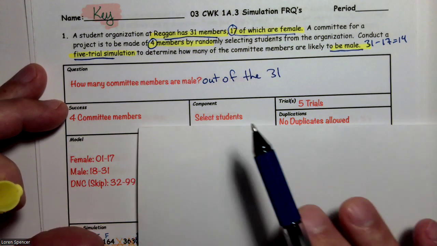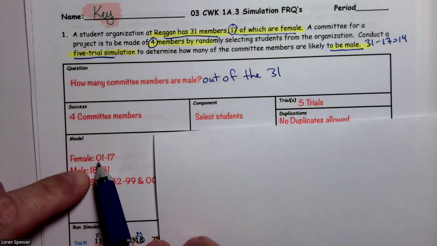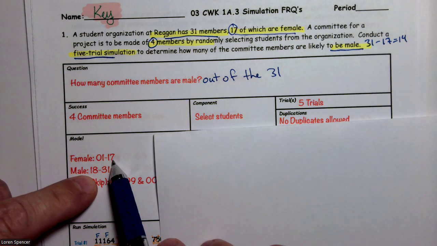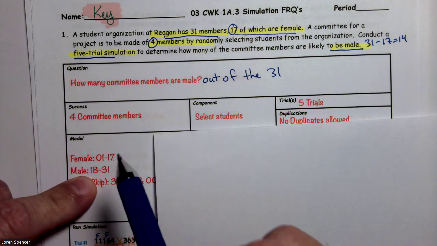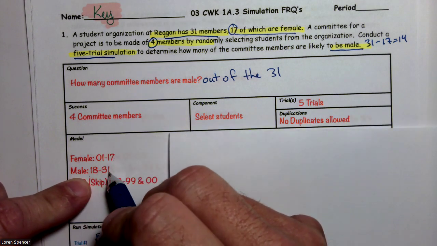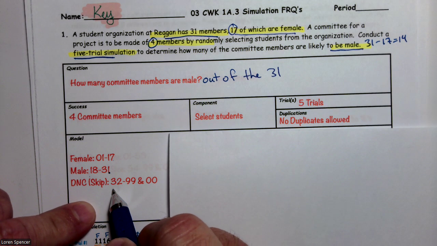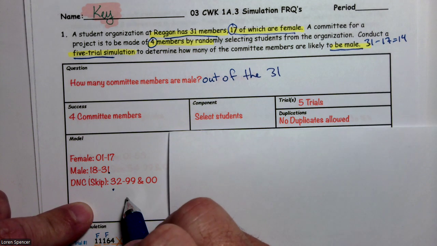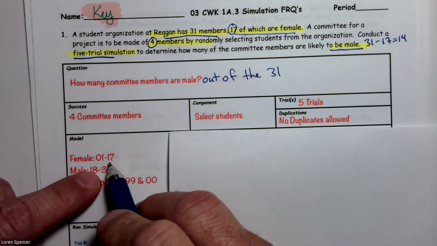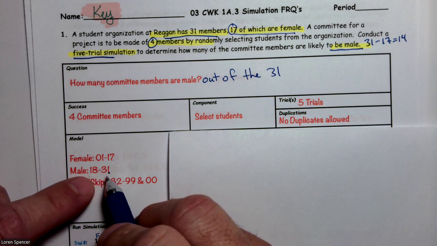Okay, so there's several different ways to do this. Obviously, you could say 0 to 14 could be males, or 1 to 17 will be females. We're going to go at that, and that means 18 to 31 are males. The rest of these numbers are skips, which means we're not going to count them. So 32 to 99 and 00 are skips. So 1 to 17 are females, 18 to 31 are males.